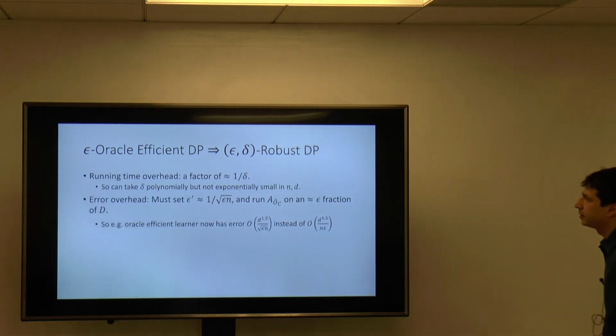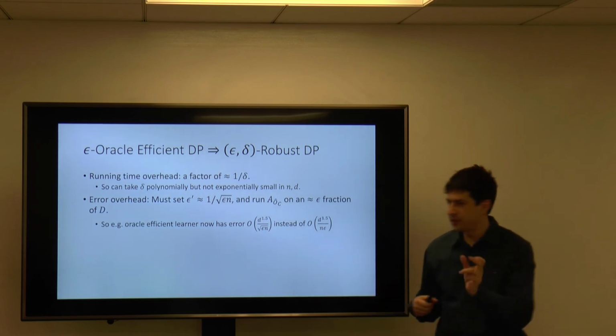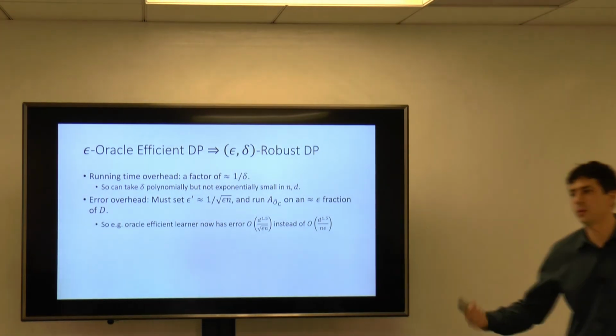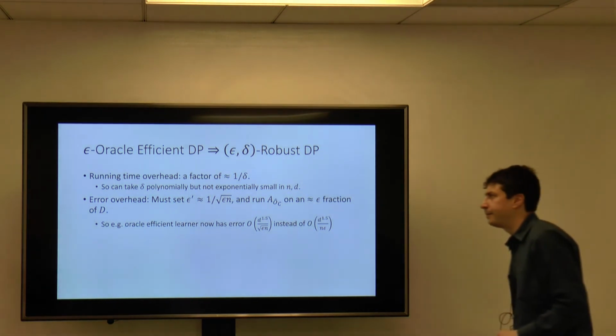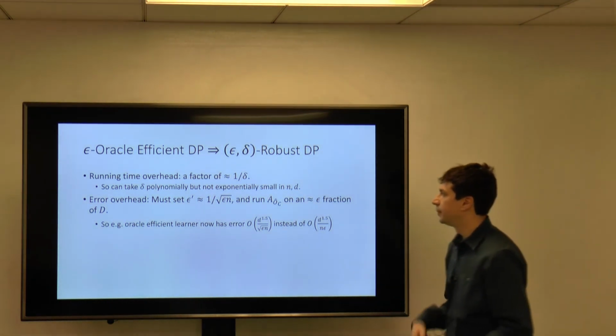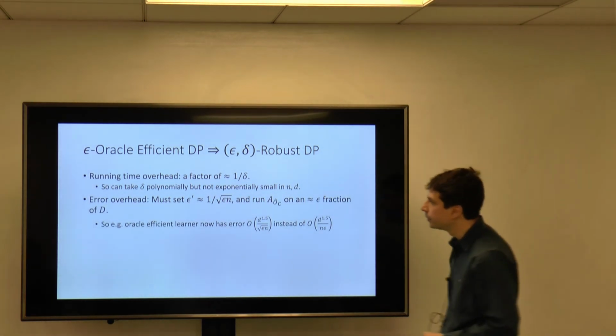So there's a rather substantial running time overhead, OK? Because on each of these partition elements, I'm running my learning algorithm 1 over delta times. So if you want this to be polynomial time, this means you can take delta to be sort of polynomially small in the parameters you care about, but not exponentially small.